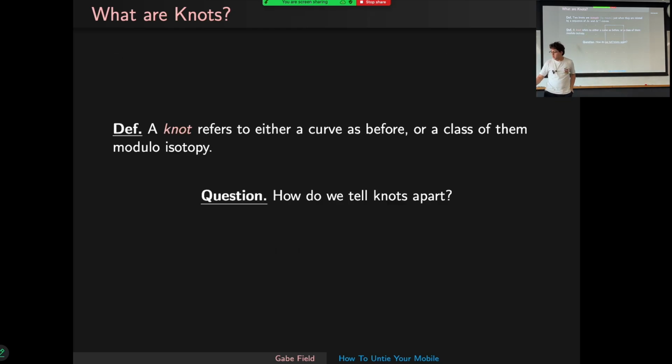Cool. So let me abuse the term knot now. A knot refers to either a curve as before or a class of them modulo this isotopy relation. And now that we're working in a quotient space, equality is hard to check, so the big question is how we tell knots apart.